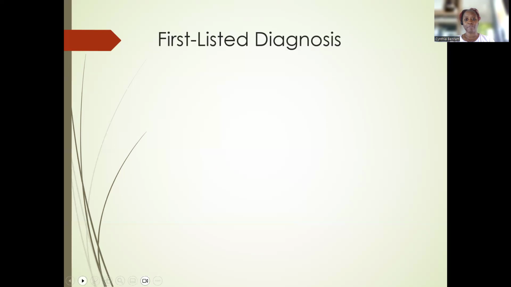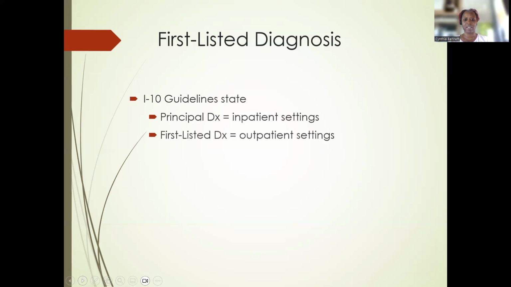You'll also see "first listed diagnosis." ICD-10 guidelines state that the principal diagnosis is used in an inpatient setting. So if you see principal diagnosis, think inpatient setting. First listed diagnosis is going to be for your outpatient setting. So there's a difference: your principal diagnosis is for your inpatient, and first listed diagnosis is for your outpatient.